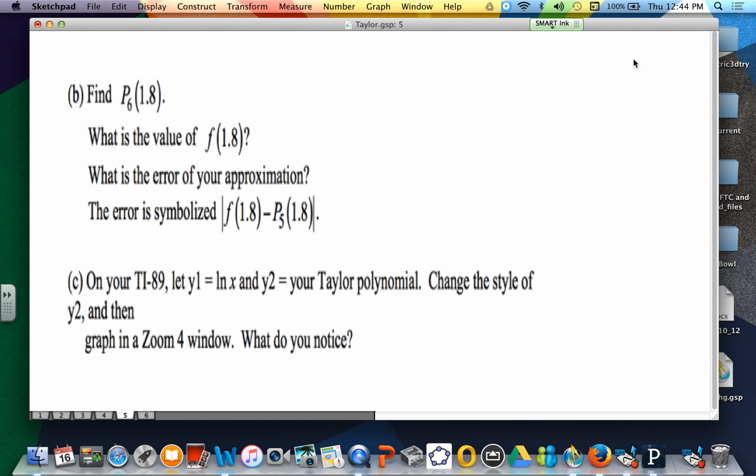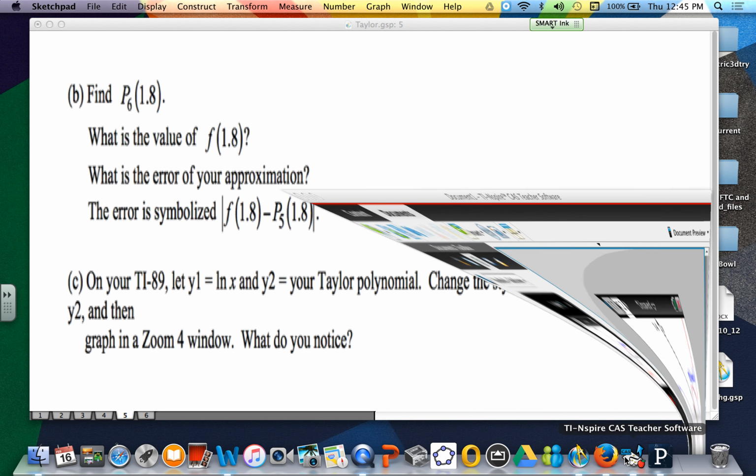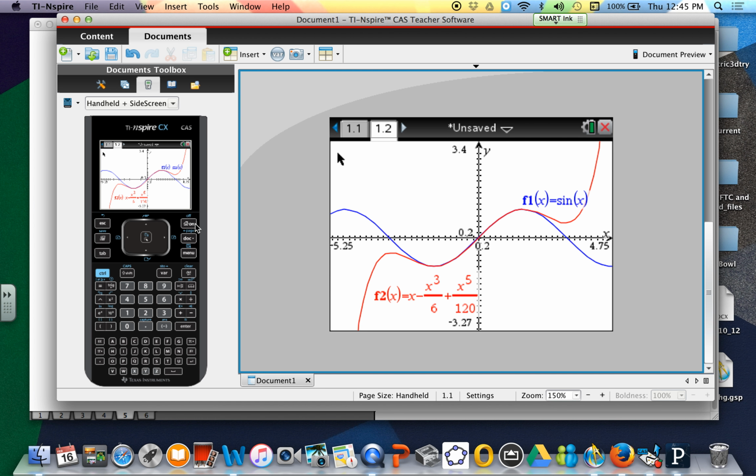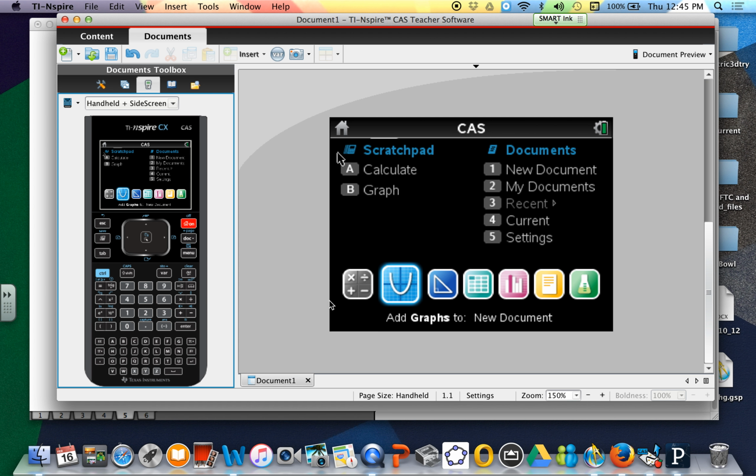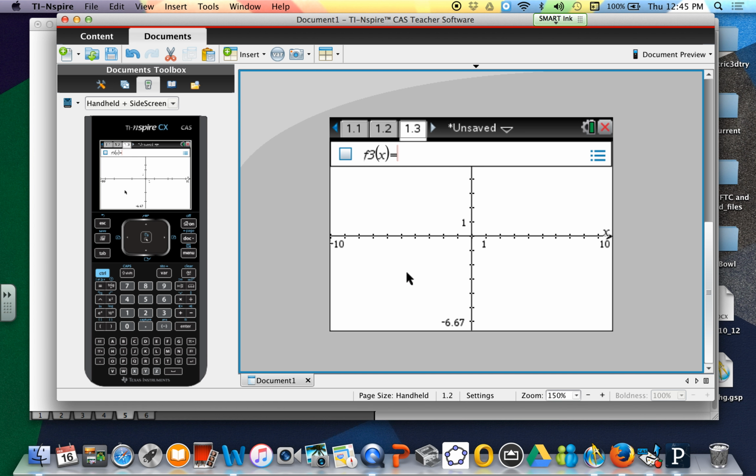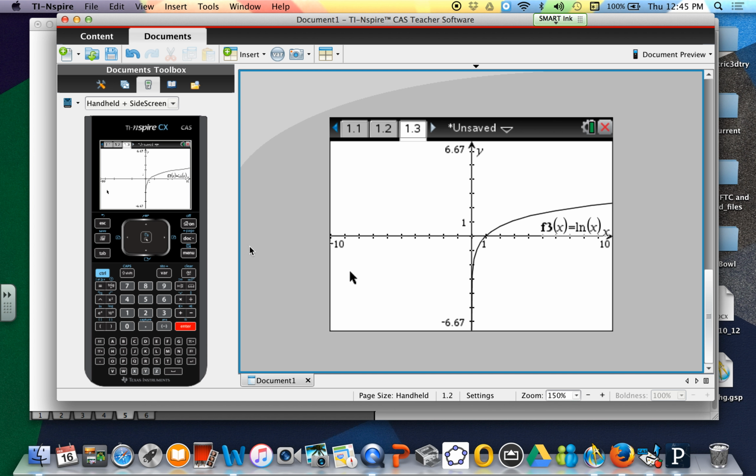On part C, the problem asks you to, on your TI-89, under the F3 menu, let y1 equal natural log x and y2 be your Taylor P. So I'm going to do that, and Nancy gives you some great ways to do that on the note sheet, and I'm just going to let you do that. But if I plot natural log x, and then I go to plot this Taylor, there's a Taylor option of natural log x, comma, and then we're going to do a 6th degree polynomial, and it's going to be centered around 1.